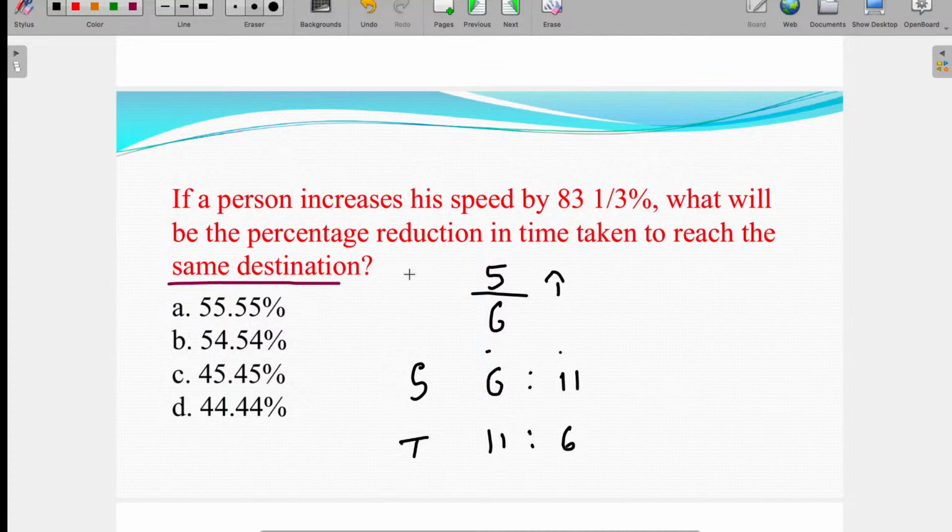Okay, now the question is how much time is reduced? Because if speed increases, definitely time will be reduced. So 11 is initially going 11 hours or 11 minutes, whatever that. Now he is going in 6 minutes. Now he reduces the time by how much? 5 by 11. We know 1 by 11 is 9.09. 5 by 11 is 45.45. That will be your answer.